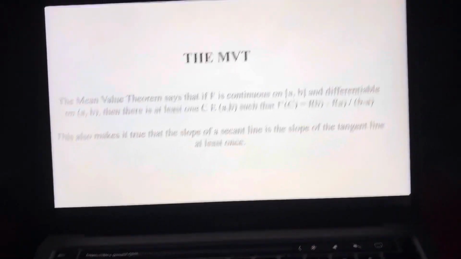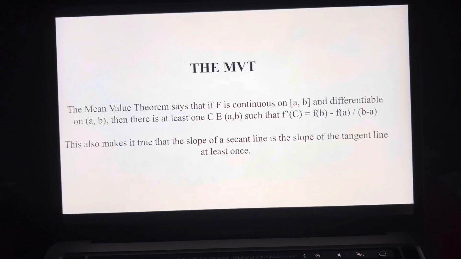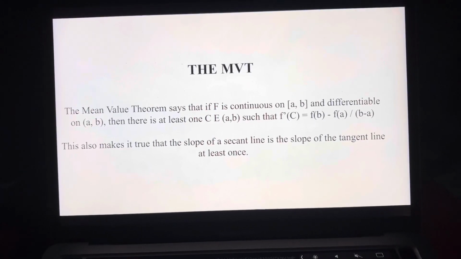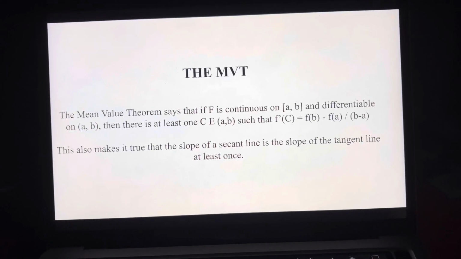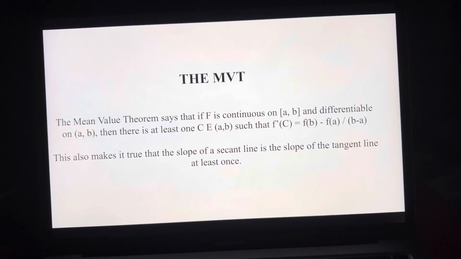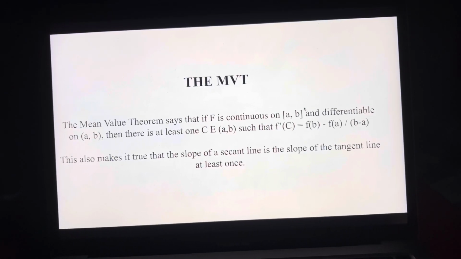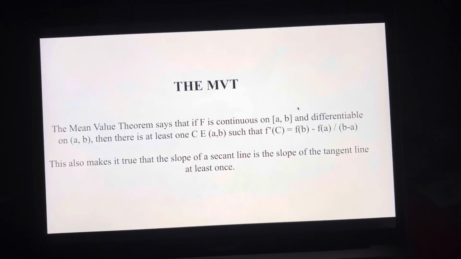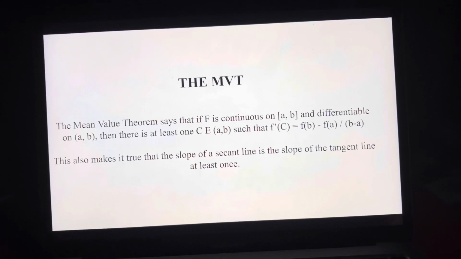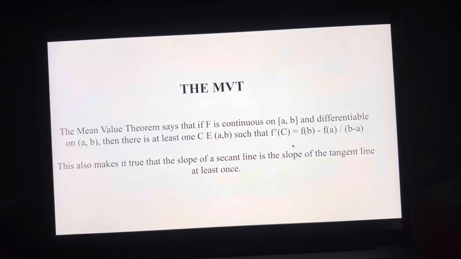Alright, so today we have a lesson on the mean value theorem. The mean value theorem says that if f is continuous on [a, b] and differentiable on (a, b), then there is at least one c in (a, b) such that the derivative f'(c) equals f(b) minus f(a) divided by b minus a. This also means that the slope of the secant line equals the slope of the tangent line at least once.